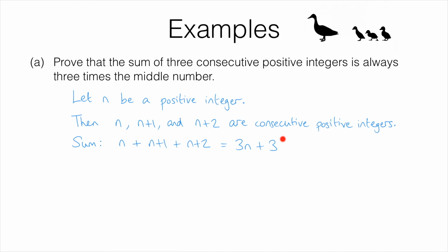Now, what is this? This is meant to be 3 times the middle number. The middle number of the 3 consecutive integers was n plus 1. And 3 lots of n plus 1 does work out as 3n plus 3. So that's great. We can show that really clearly by saying that is 3 lots of n plus 1. All we're doing is factorising from here to here. So we've factorised it, and this is now obviously 3 times the middle number.